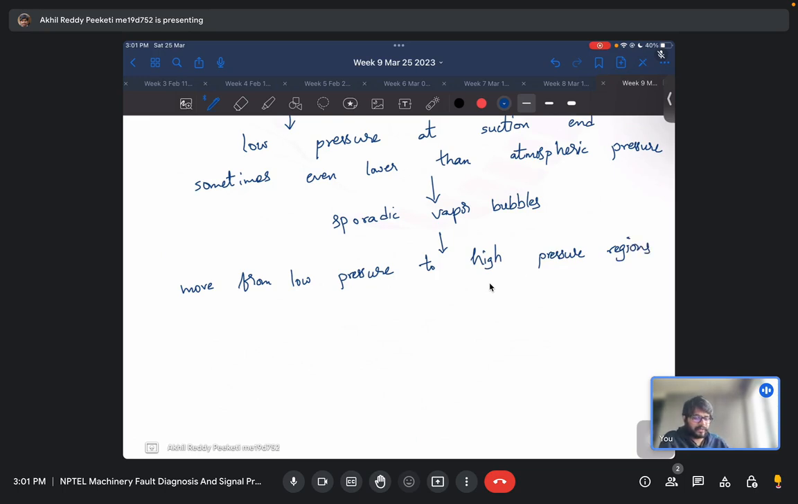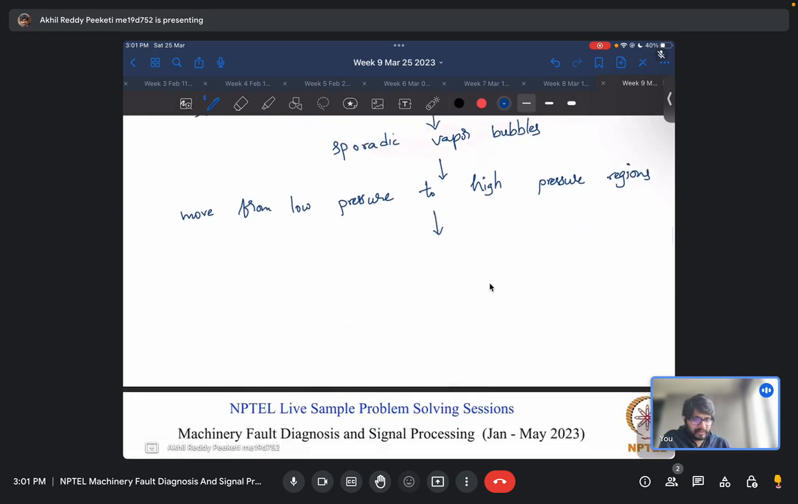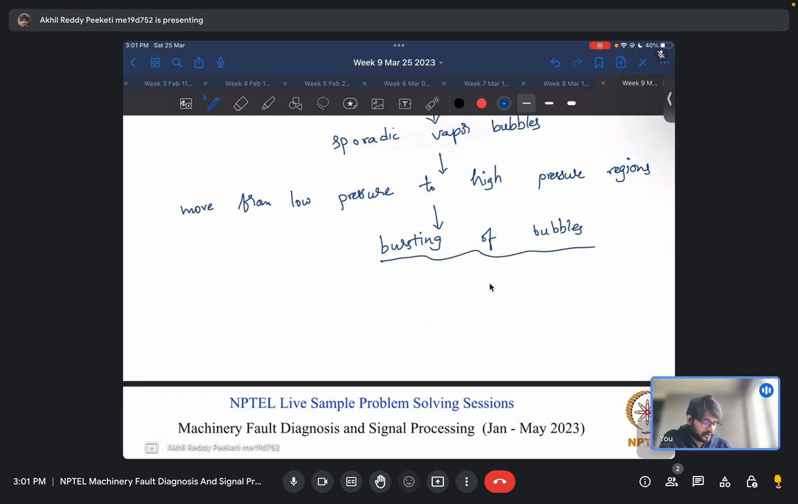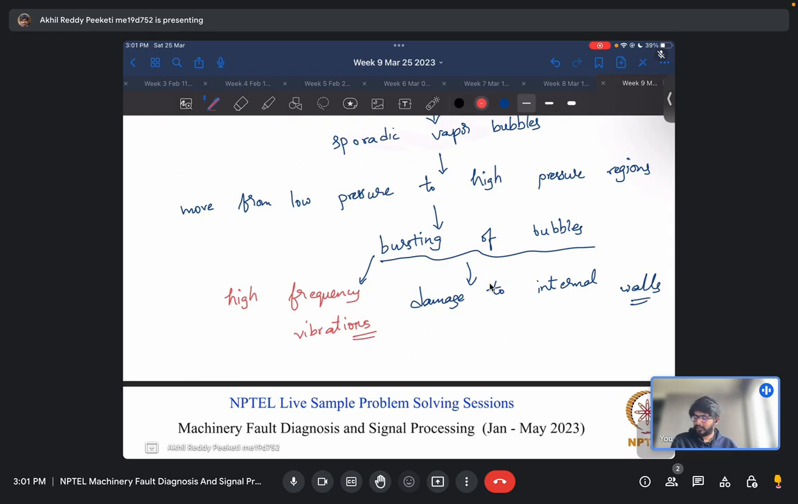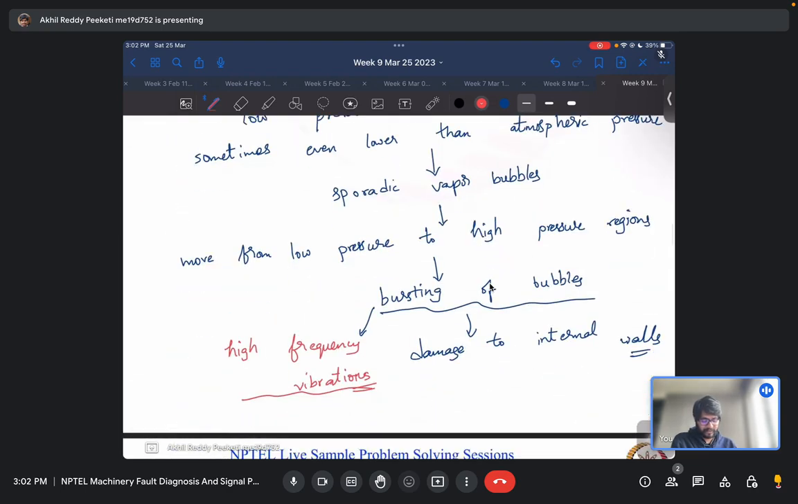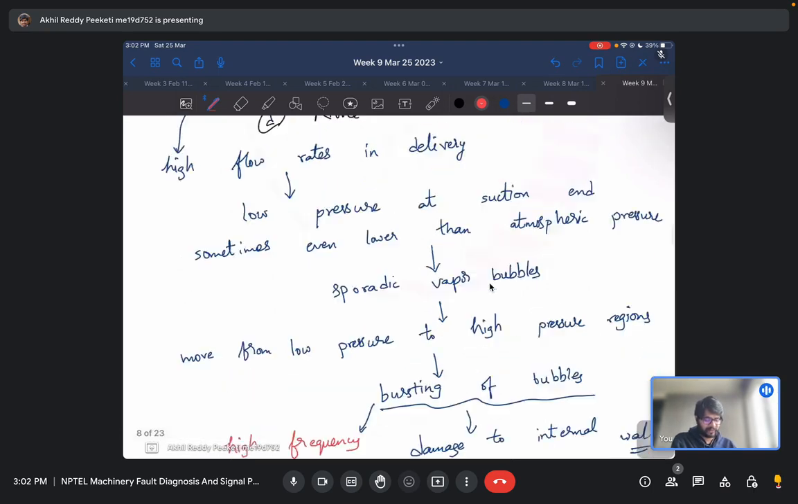And when they go to these high pressure regions, if the pressure becomes such that it could cause the bubbles to burst, then the bursting of bubbles will happen, and this bursting can actually cause damage to internal walls. And when this bursting happens, you will get very high frequency vibrations. So this is also used as a method to see what kind of faults are there in the pumps. If you are getting very high frequency vibrations, then it is mostly due to cavitation.